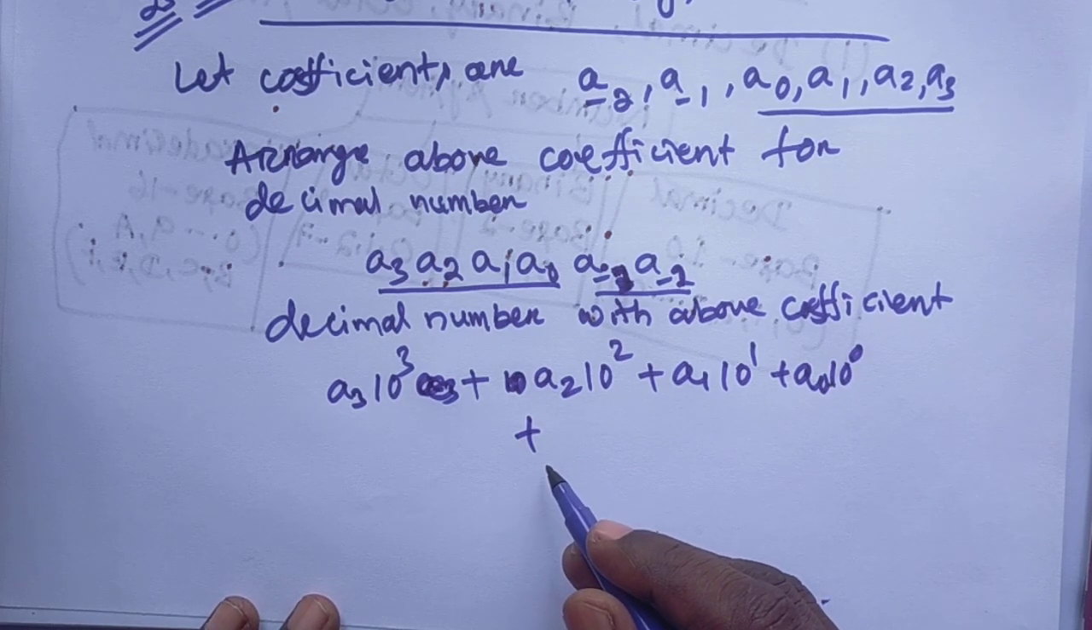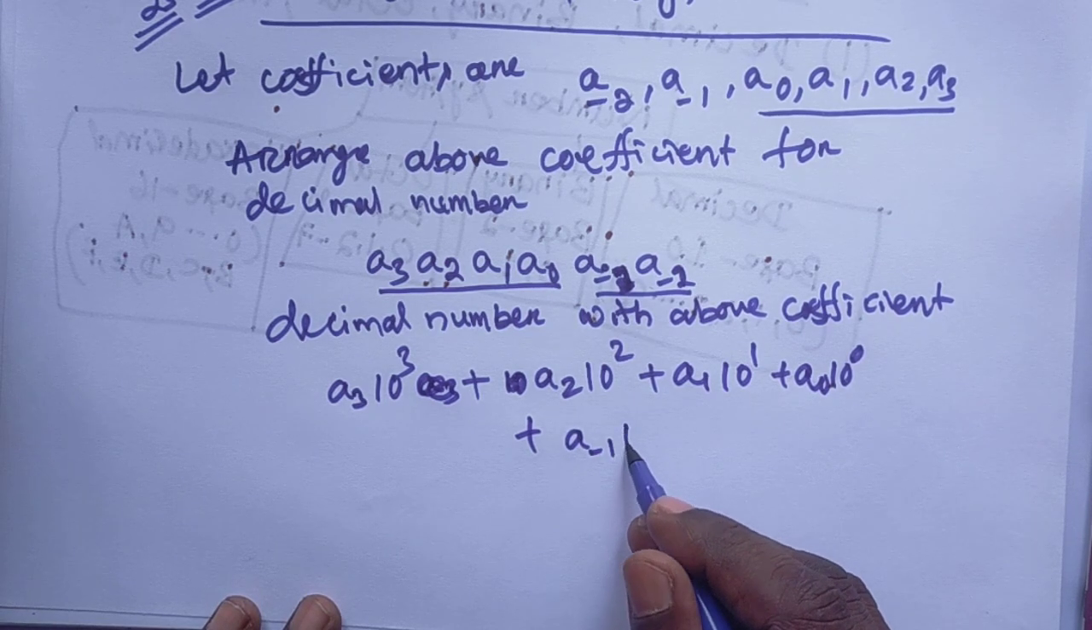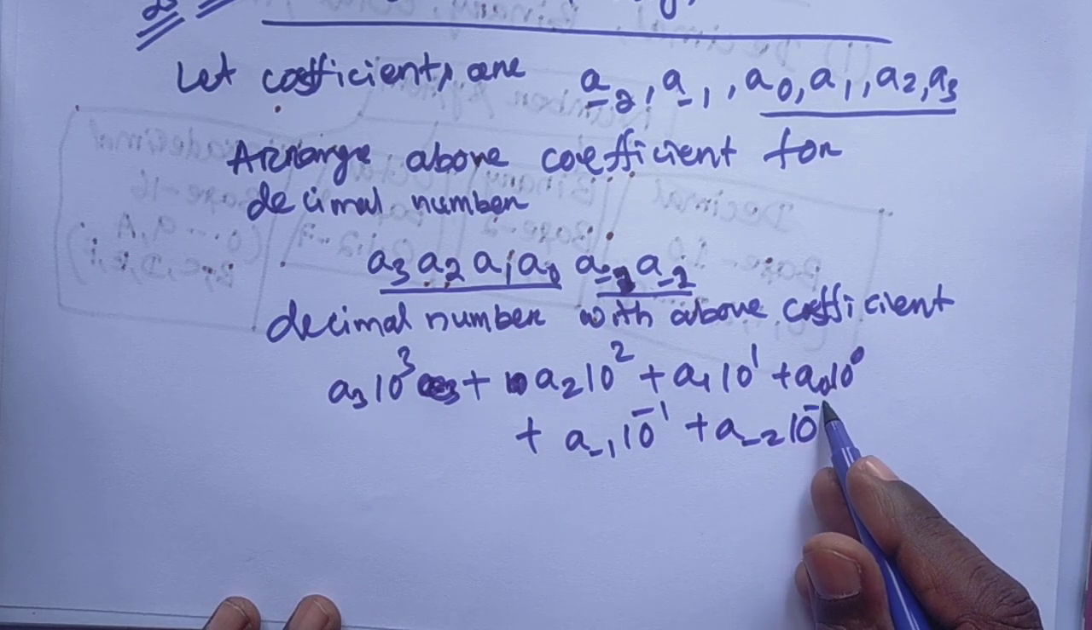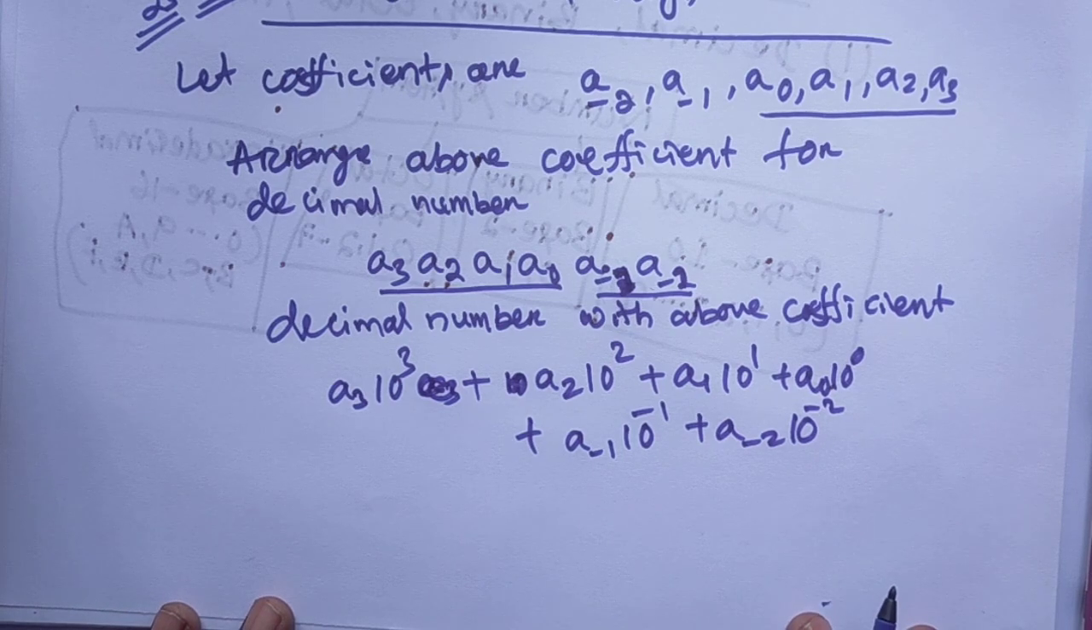Next, for the other part, we write a minus 1 10 to the power minus 1 plus a minus 2 10 to the power minus 2. Like this, we have to define a decimal number with coefficients. This is the very simple way we can define a decimal number with a coefficient.